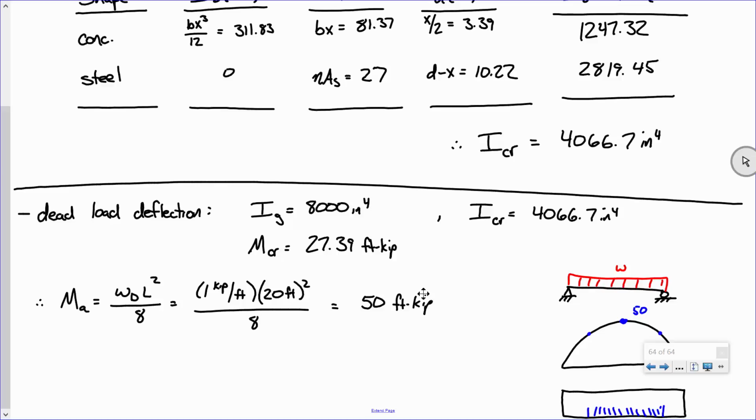What's missing here? No load factors. This isn't 1.2 times the dead. We just take the raw loads as they are. Okay, so everybody okay with this? So just looking at the magnitudes of the moments, it makes sense that some of this beam is going to crack and some of it isn't. Like the maximum moment is 50, cracking moment's like 27.39, so our real moment of inertia or our effective moment of inertia is probably somewhere in between here. Sound good?